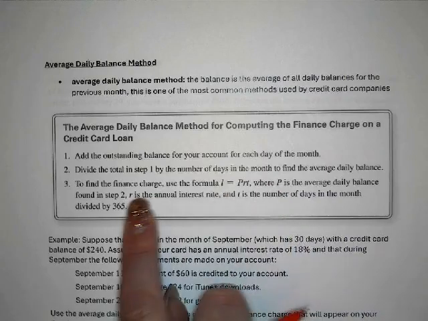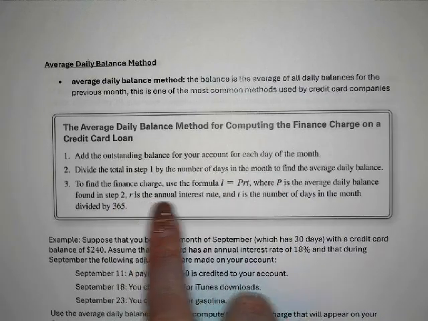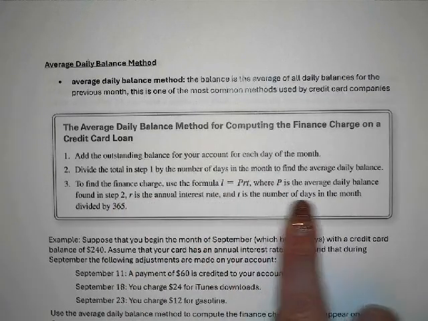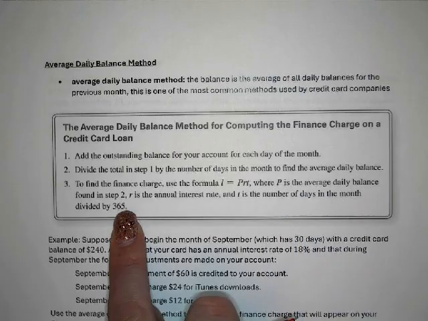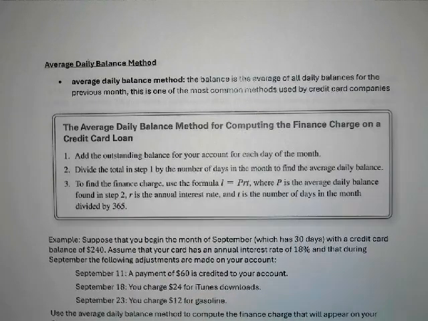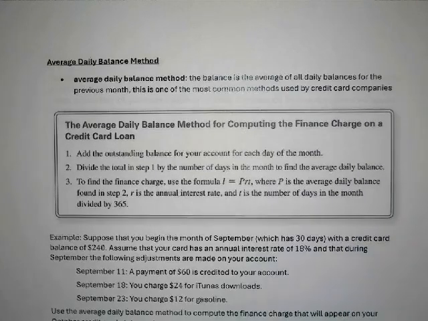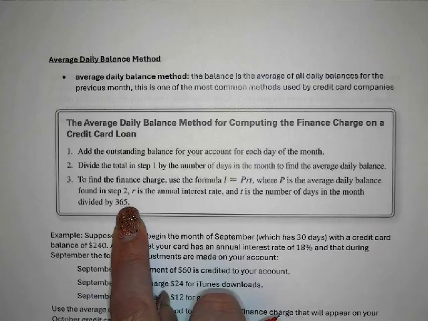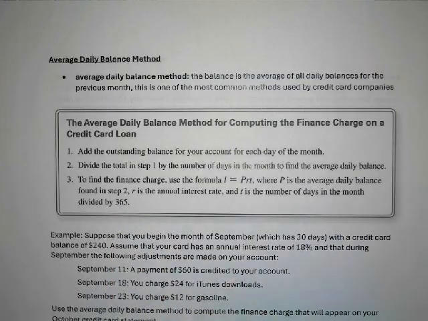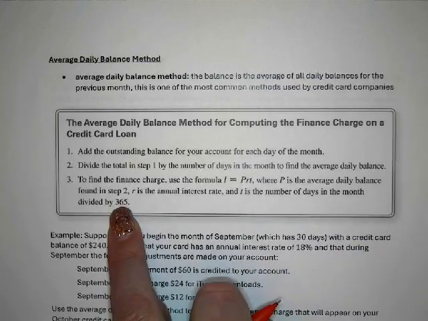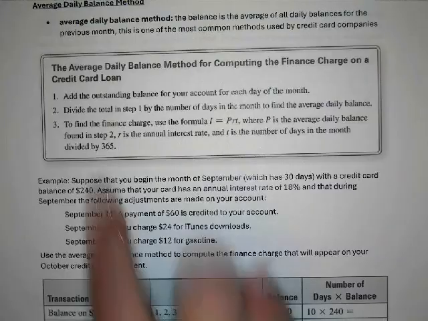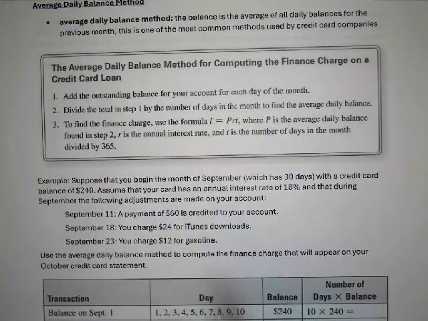R is the annual interest rate, and T is the number of days in the month divided by 360. Before, we did 1 out of 12 months for T. Because we were talking about interest accumulating over a month's time, now we're talking about interest over the number of days in a month out of the days of the year, which is why we're going to do the calculation this way. You'll see more in a second when we do the example problem.